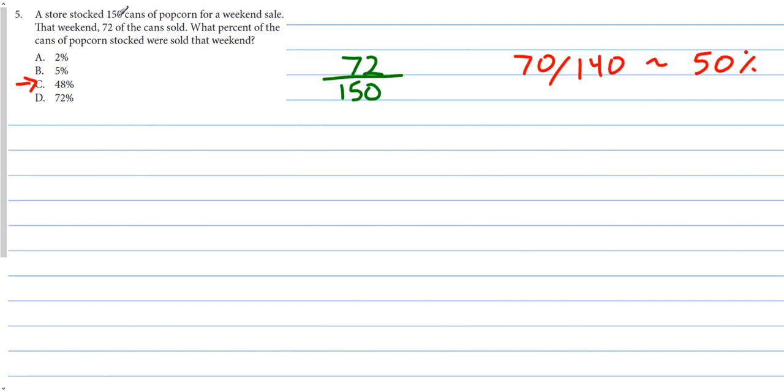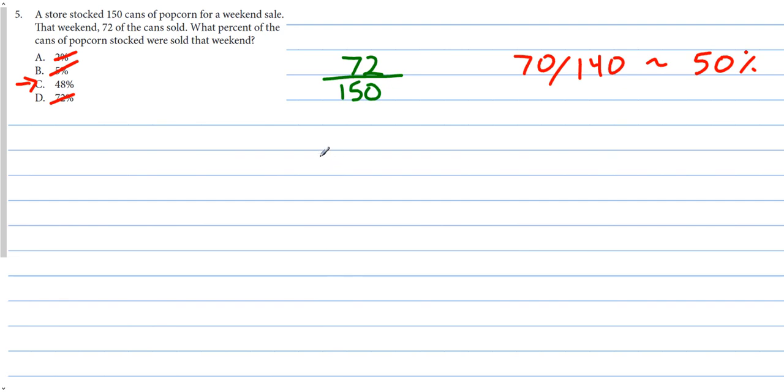72 out of 150 is definitely not 2%. So we can definitely eliminate 2%. 5%, same thing. This one's way too high. We can eliminate that one too. And if you're happy with that, you can stop there. We can also do it a little bit longer way if you want to figure it out some more.